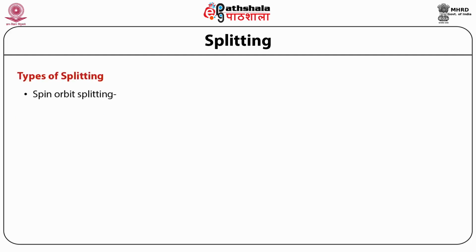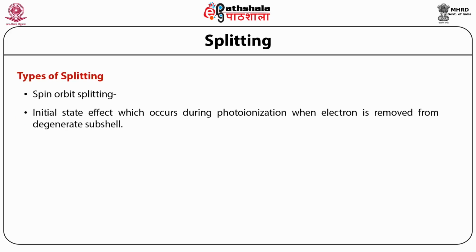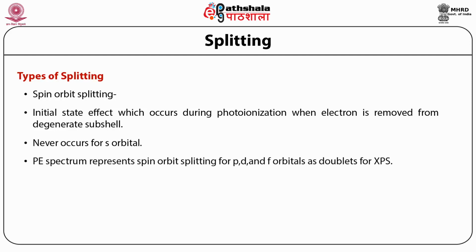Spin orbit splitting deals with an initial state effect which occurs during photoionization when an electron is removed from a degenerate subshell. It never occurs for an s orbital. The PE spectrum represents spin orbit splitting for p, d and f orbitals as doublets for XPS. PE here stands for photoelectron spectrum.